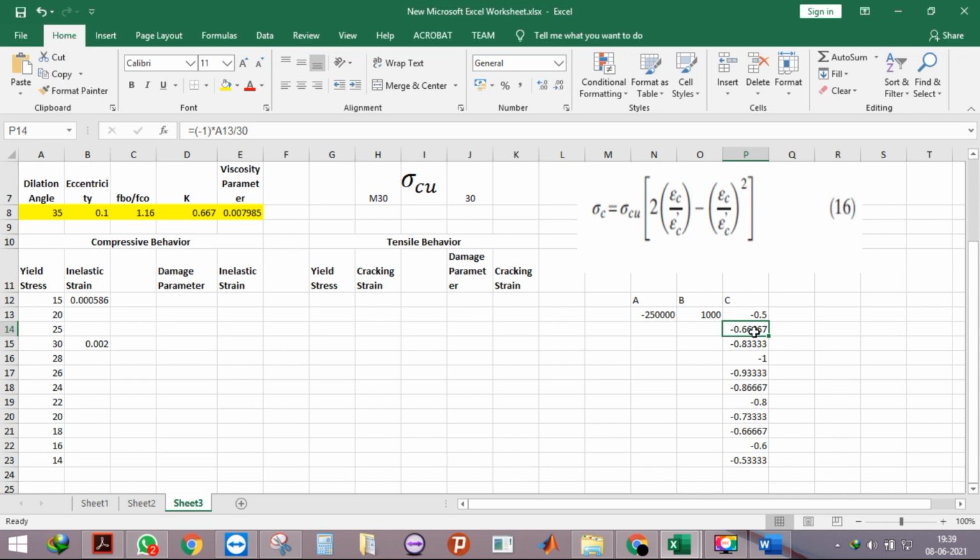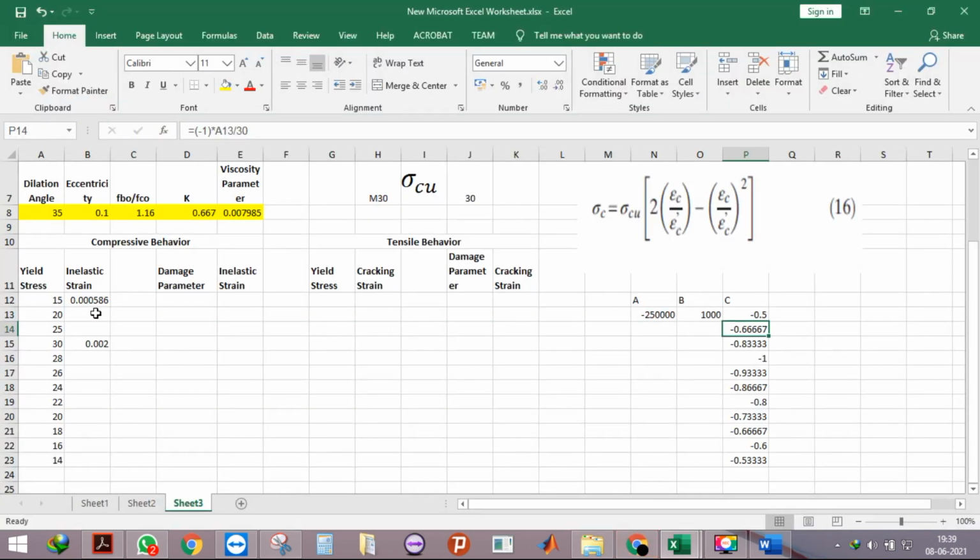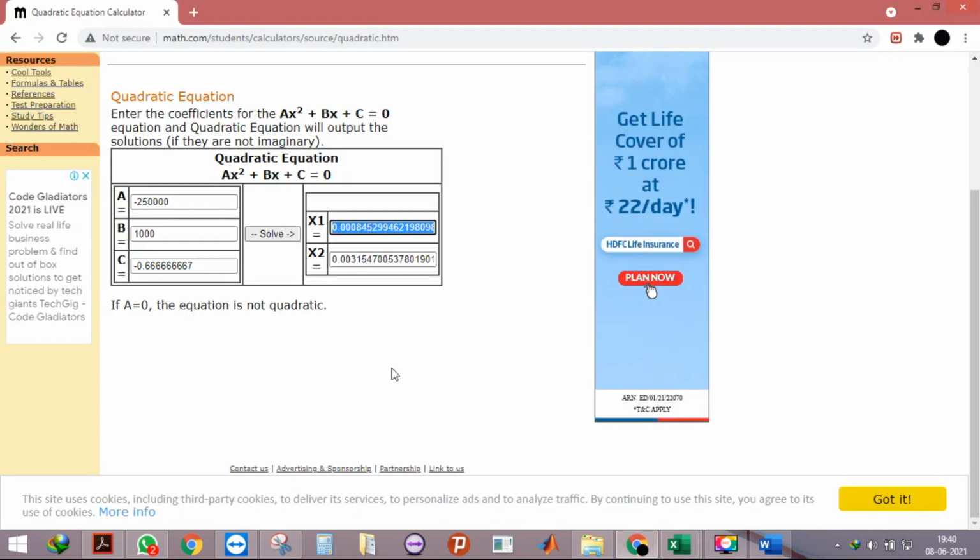Likewise take the second value, enter it over here and solve. The strain which is less than that will be considered here. Same for however many points you have taken, it doesn't matter, just enter those values and take the values to Excel.